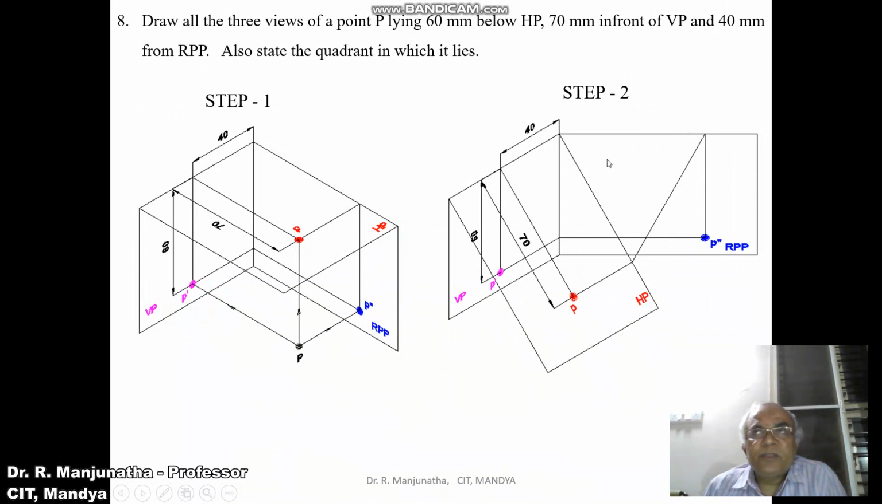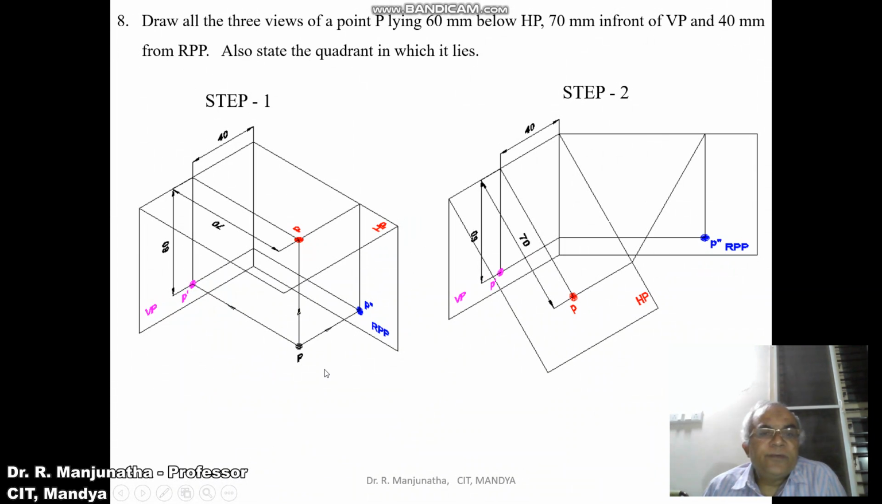This is the intermediate position of the rotation which we have shown. So that means I can look from the left side view in the fourth quadrant. The condition will change now. That is, point P lying 60 mm below HP, 70 mm in front of VP and 40 mm in front of RPP. In front of RPP means it will be the left side view.